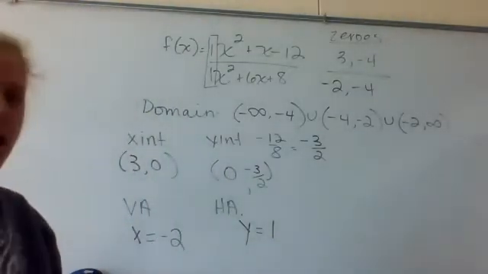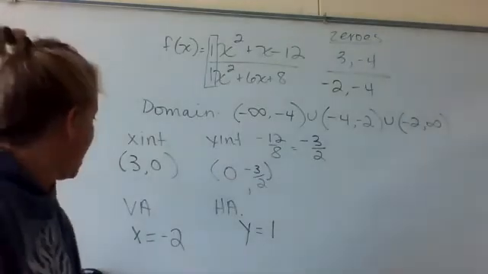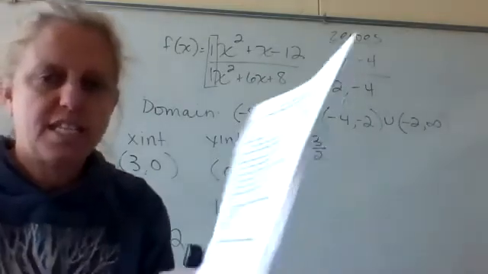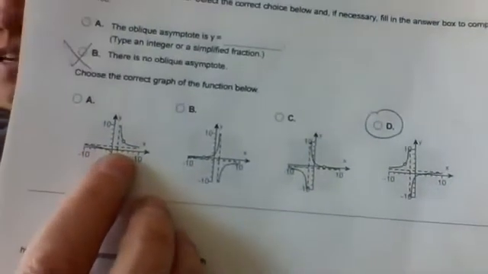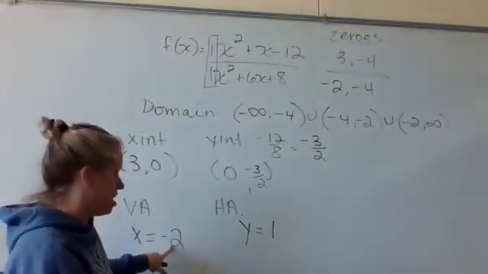So picking out my graph, again, the first thing I'm going to do is go find the ones that have the correct vertical asymptote, which is -2. So let's see. A, its vertical asymptote is +2, so is B. But C and D both have the right vertical asymptote, right? They both have it at -2. So that narrowed it down to C or D.